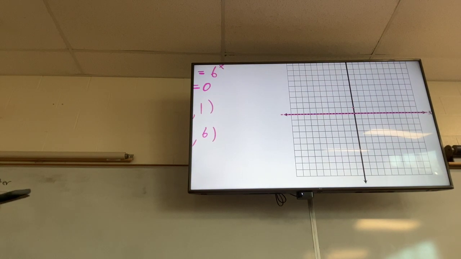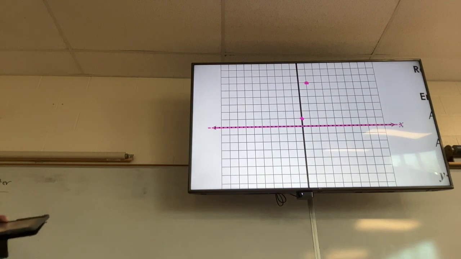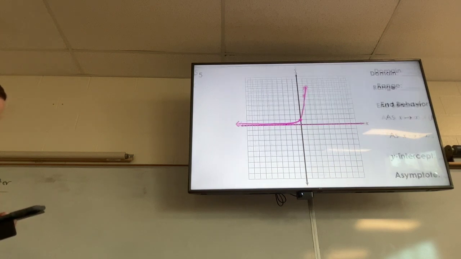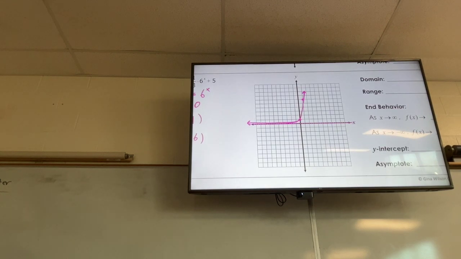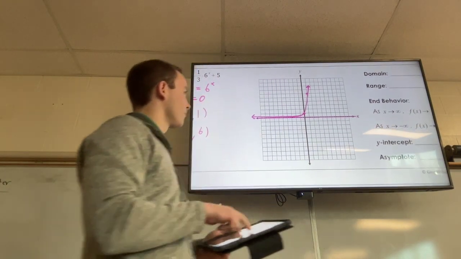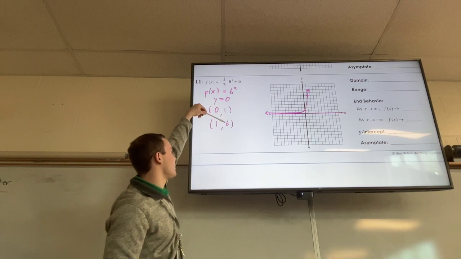So 0, 1, 1, 6. Okay. Is this an upward swoosh or a downward swoosh? Upward swoosh. Okay, good. So there's my parent graph. All right. So yep, you just write down the asymptote. Write down the parent function. Write down its asymptote, and then those 2 points.